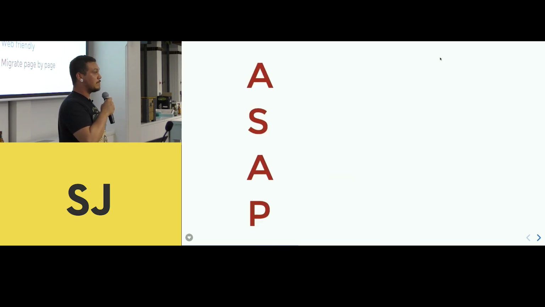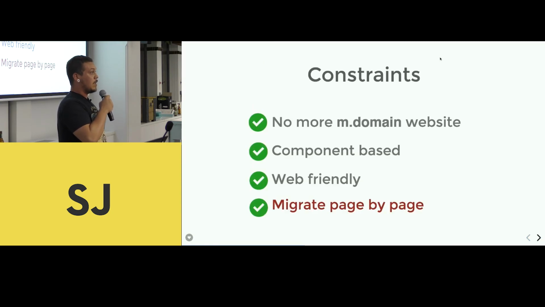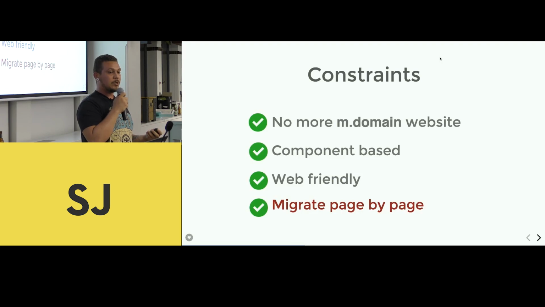And we have some constraints. First of all, we need to remove the mobile website from our lives. It's not good for a lot of reasons. One of them is that it's really hard to maintain. And we need to build an application that should be reusable.